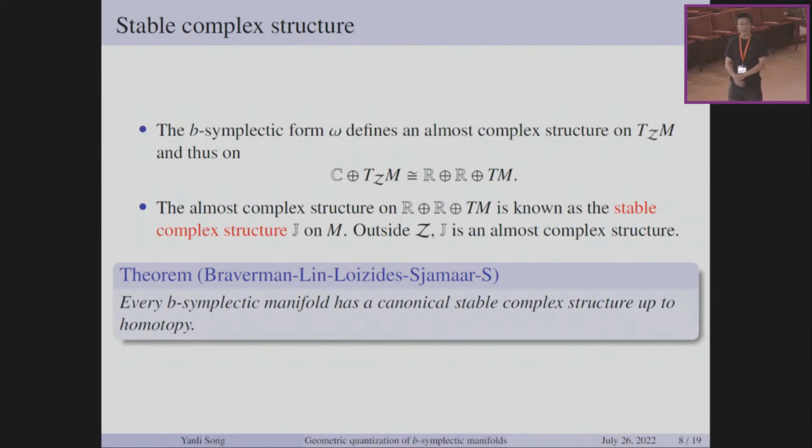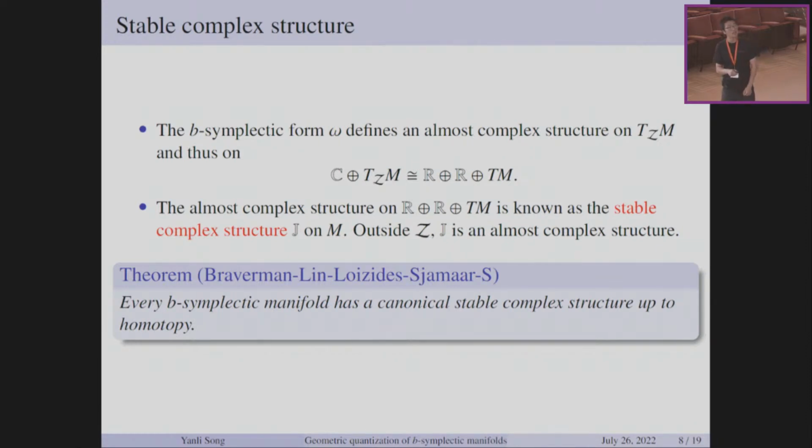There's actually a terminology for this one. This is called a stable complex structure. Stable complex structure means that the complex structure is not defined on the tangent bundle, but defined on the tangent bundle direct sum with the trivial bundle.